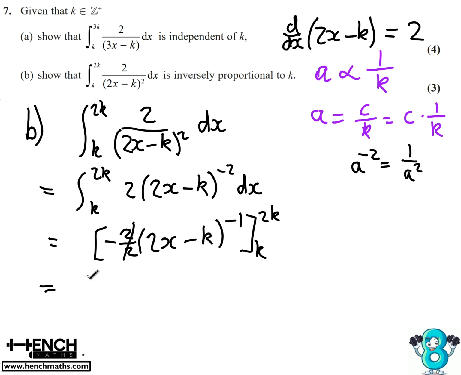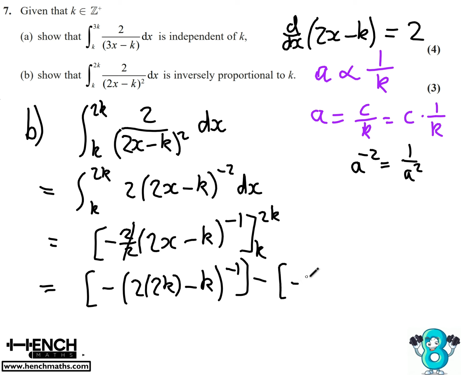So let's put our limits in. I'm going to use big square brackets. We've got negative, and then we've got 2 multiplied by 2k, subtract k, all to the power of -1. And then we're going to subtract, so negative, so we're going to do 2 times k, subtract k, and that's all to the power of -1. So let's simplify this. We've got 4k, subtract k, so that's 3k. 3k to the power of -1 will be 1 over 3k. We're going to get -1 over 3k. And then 2k subtract k is k. k to the power of -1 is 1 over k. So we're going to get -1 over k, but we've got the double negative, so it's going to be plus 1 over k.